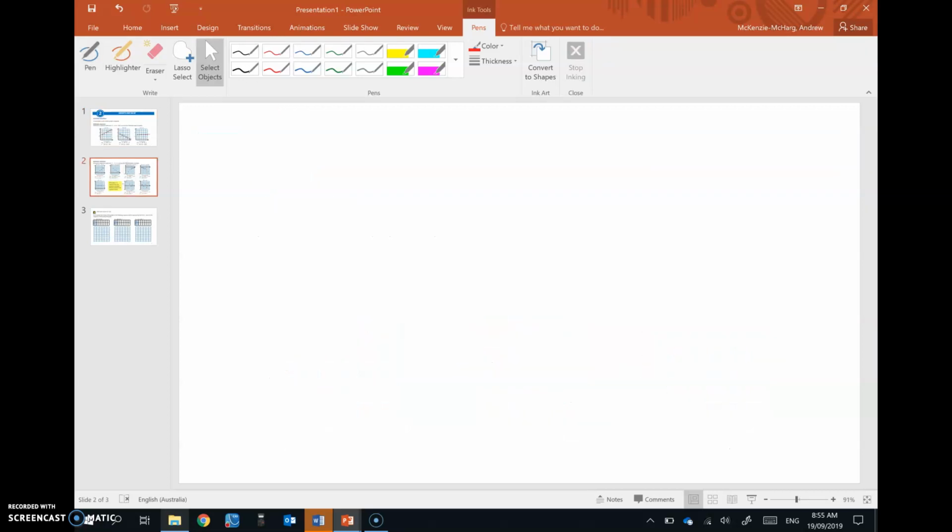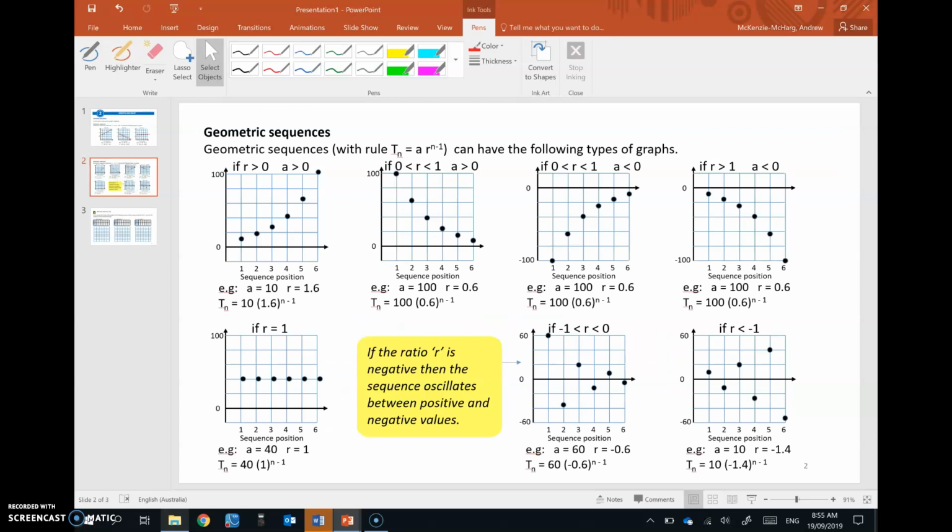And here we've got some geometric sequences. Almost all of these form some sort of curve shape, so they're non-linear in their shape. We have a straight line for that one there, when that one's in equilibrium. And there's a couple here that are a little bit different.